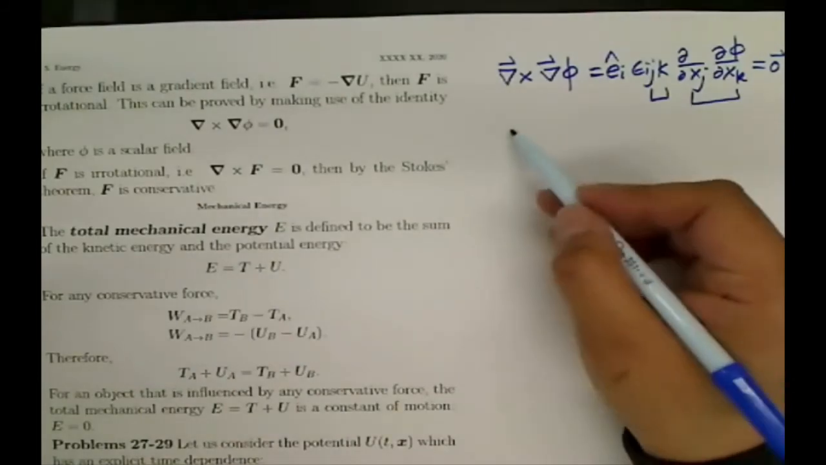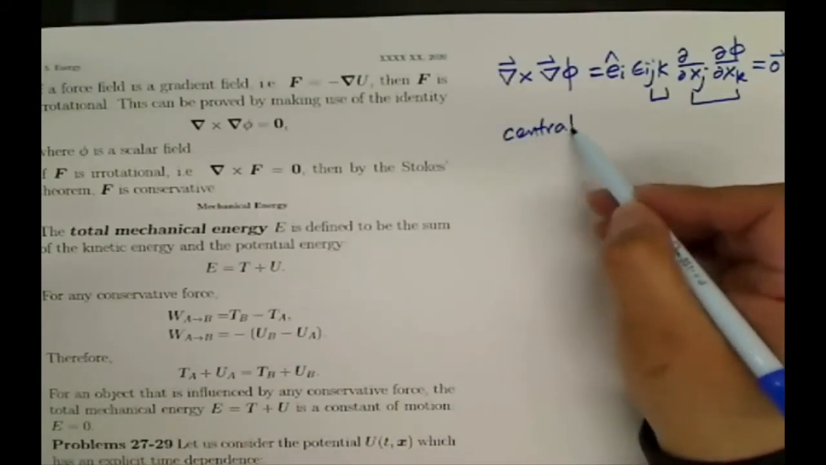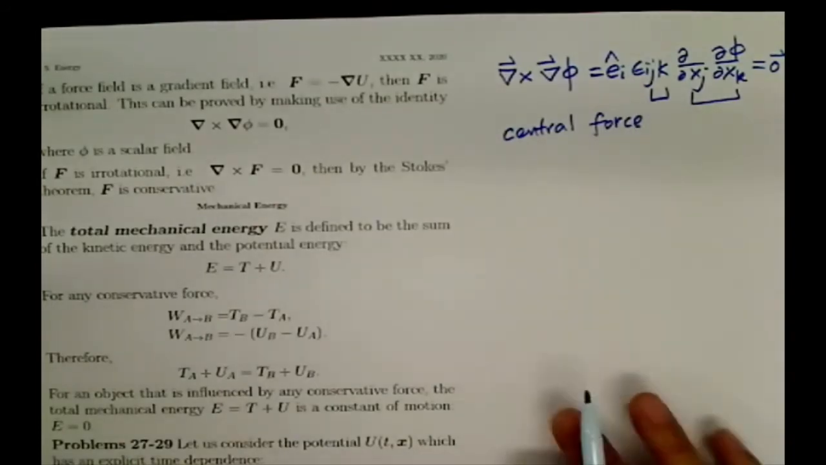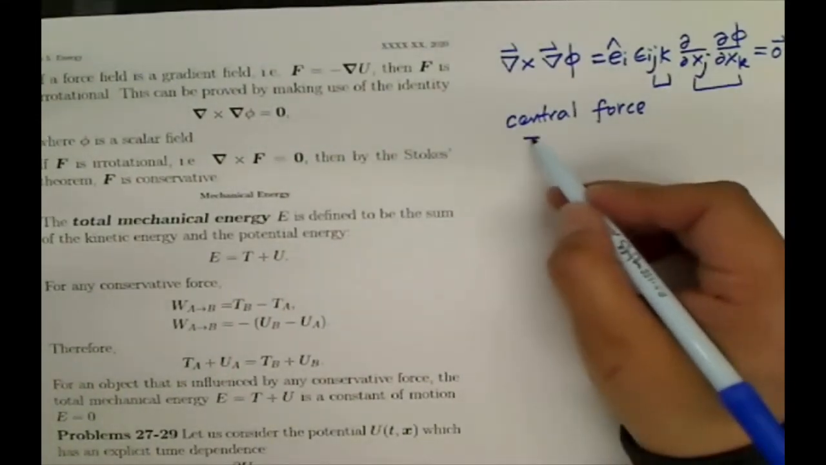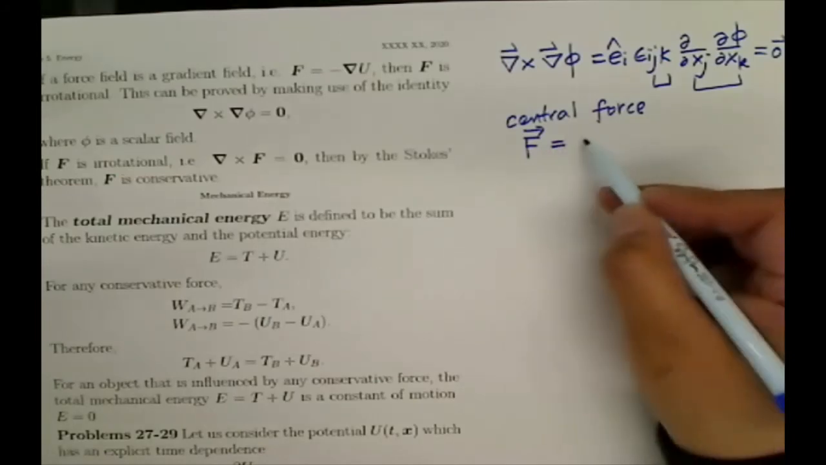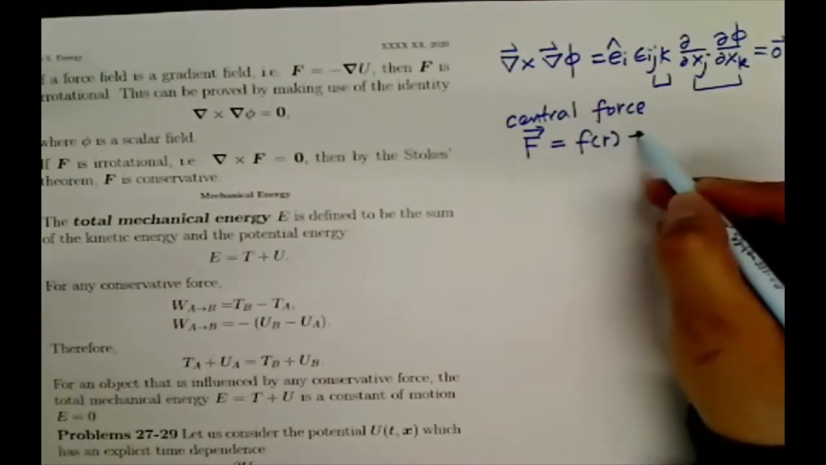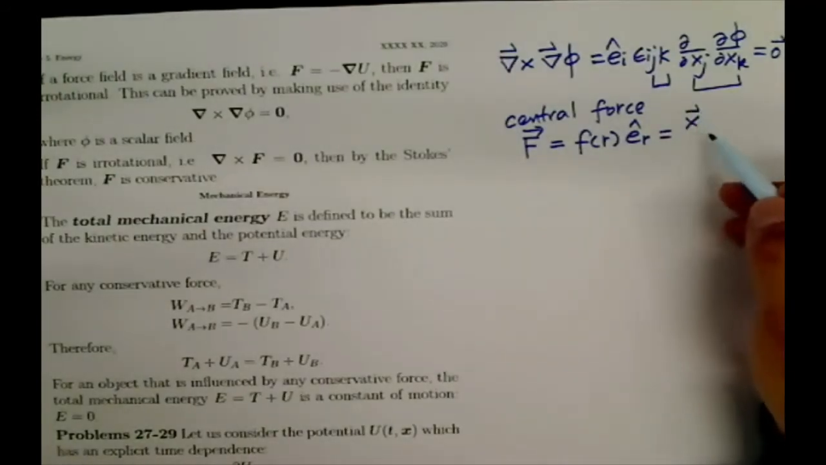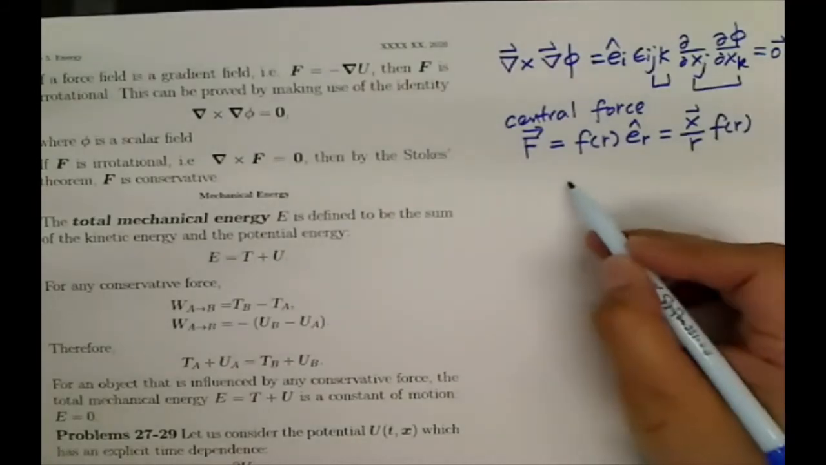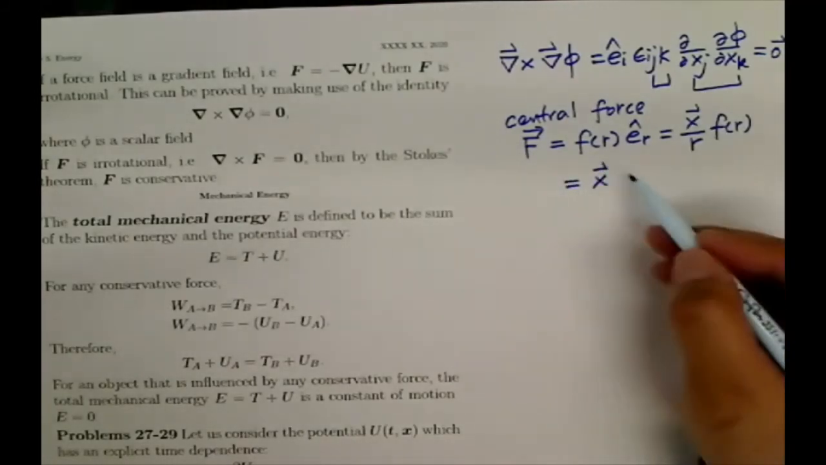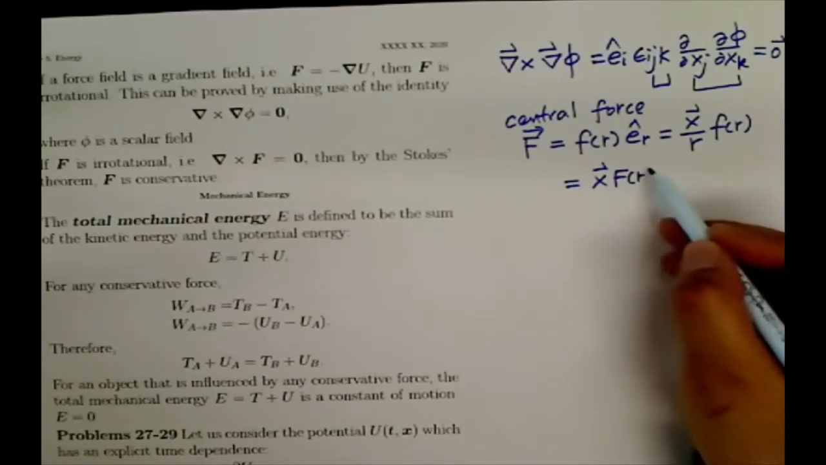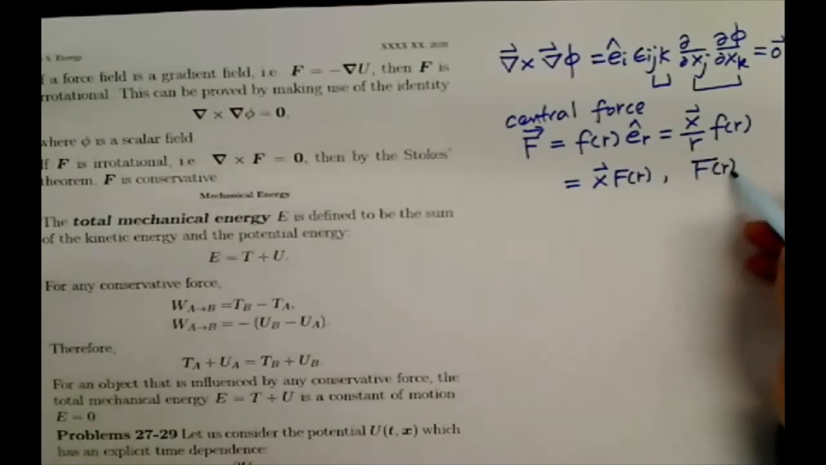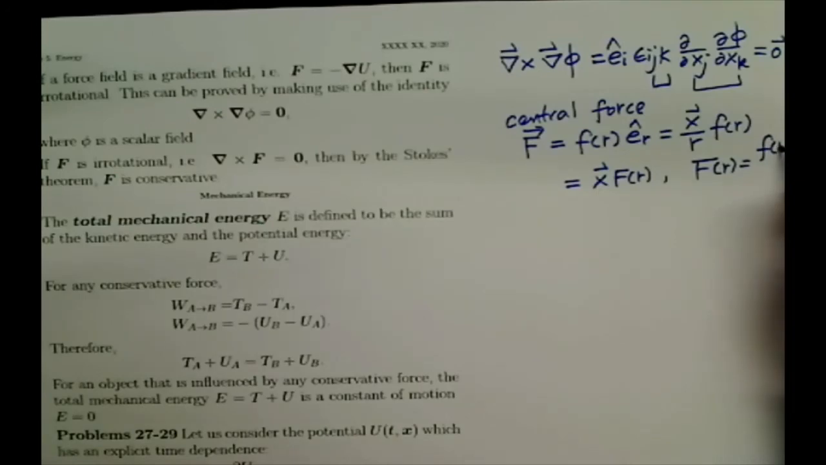For example, central force. Central force is, for example, F equals F of r, e_r. That means x vector over r, F of r. Let me simply write it as x times F of r, where F of r equals small f of r over r.